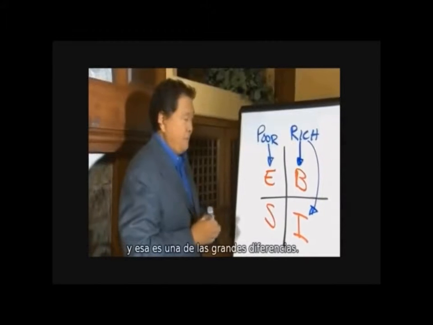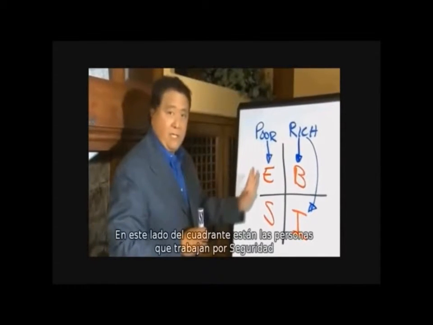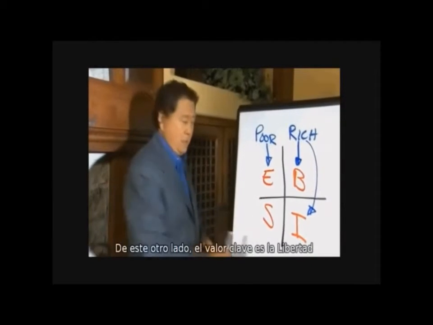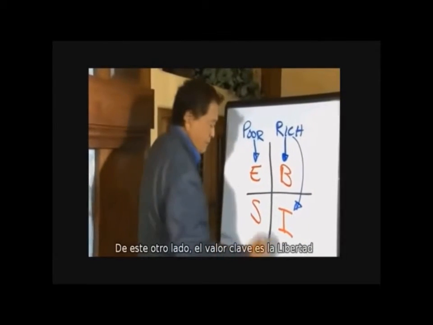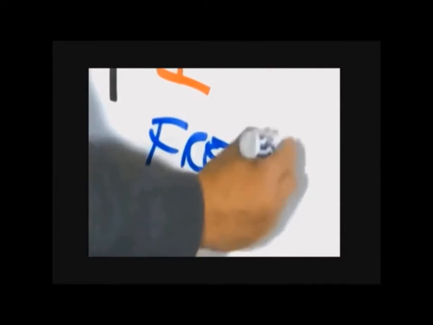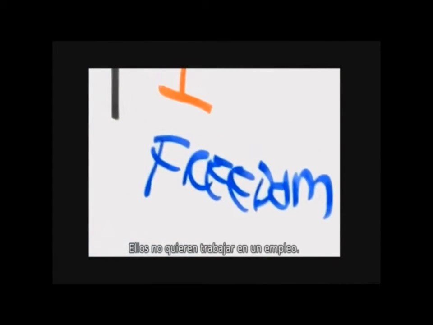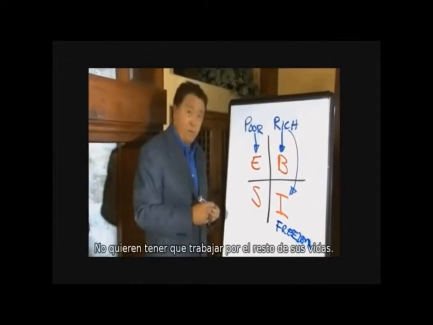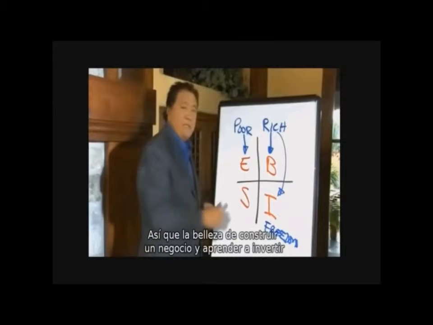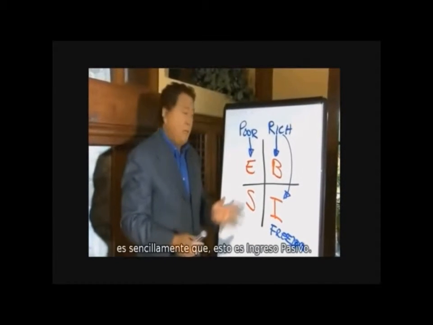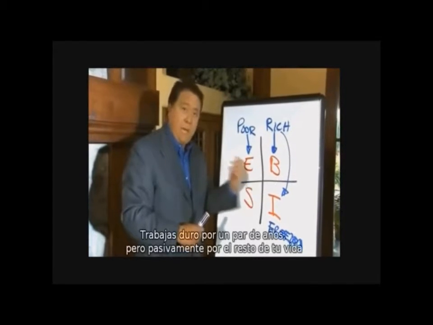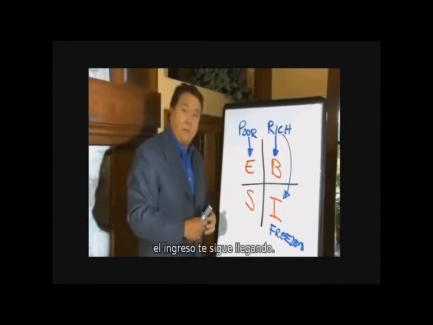And that's one of the big differences. On this side of the quadrant, these people work for security. They work for money also. On this side over here, the key value that they want is freedom. They don't want to have to work at a job anymore. They don't want to have to work for the rest of their lives. So the beauty of building a business and learning how to invest is very simply that this is passive income. You work hard for a few years, but possibly for the rest of your life, income keeps flowing to you.